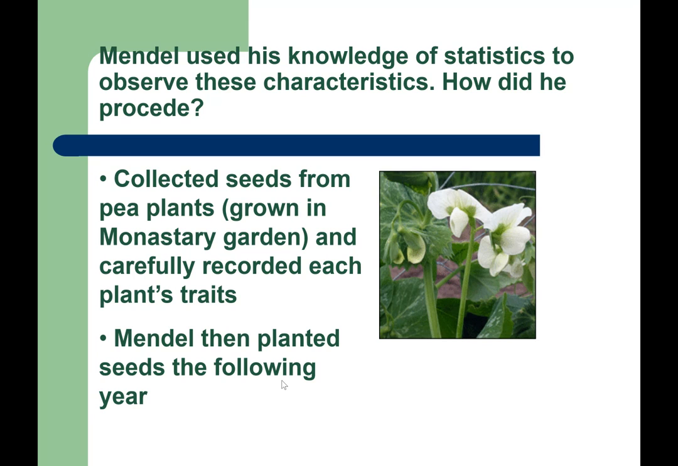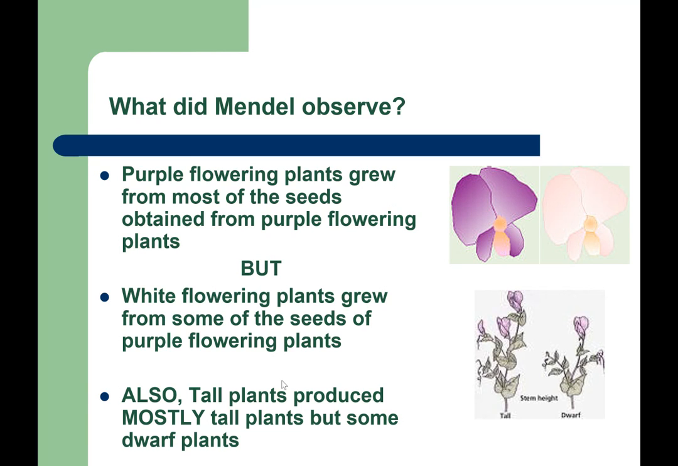So what he did was collect seeds from the pea plants. The peas that you eat are essentially the seeds of the plant. And he recorded all of the traits. Then he planted seeds the following year to see what would happen. His observations were that purple flowering plants grew from most of the seeds that came from purple flowers. However, white flowers also grew from those plants. The other thing was tall plants produce mostly tall plants, but some dwarf plants or short plants as well. And this is where he was observing recessive traits coming through based on which alleles or genes were passed down from the parents.